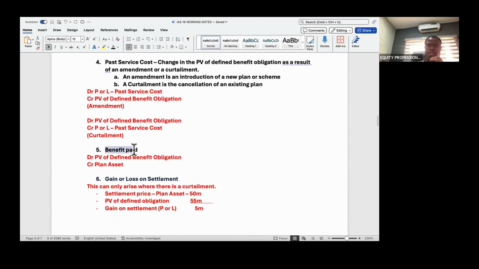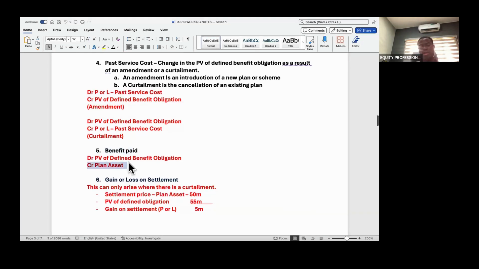Then benefit paid. When people retire, we pay them benefits. But since we have been planning for this, we simply take the benefit from our plan assets, which will also result in a reduction in our obligation.